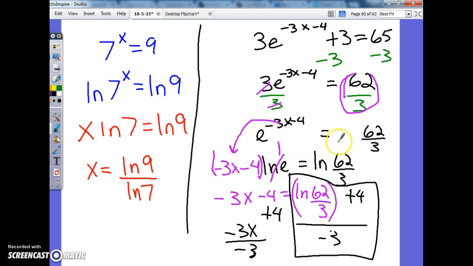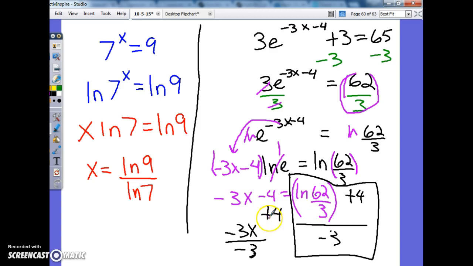And that equals, notice we took the natural log of both sides, right? We took the natural log here and the natural log here. This comes down in front. Log of e is 1. That's very convenient. Equals the log of 62 over 3. Okay? Alright, and notice how I put that in parentheses, log of 62 over 3. Alright, we've got to solve for x. So I've got negative 3x minus 4 equals this natural log of 62 over 3.